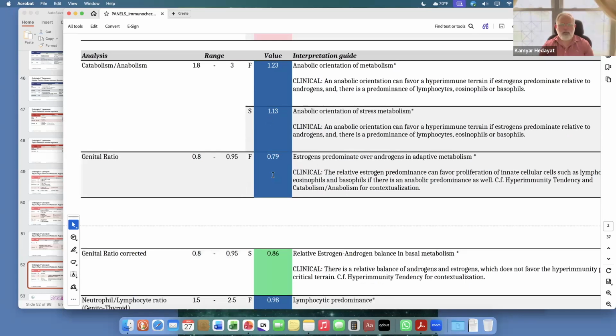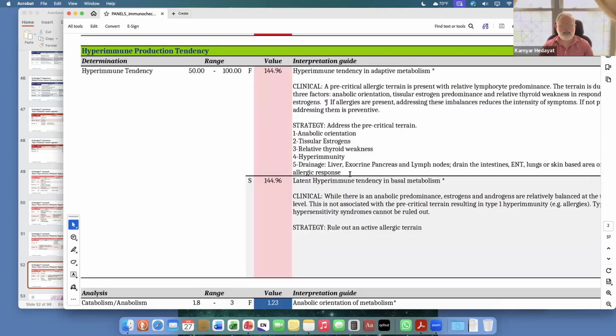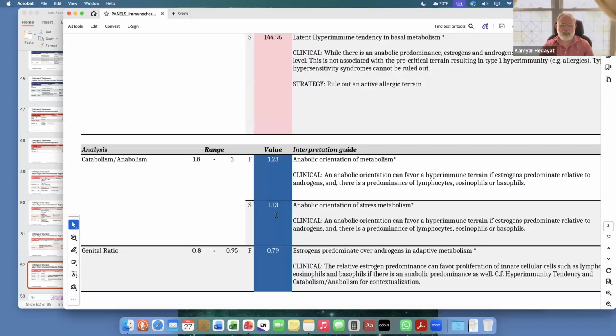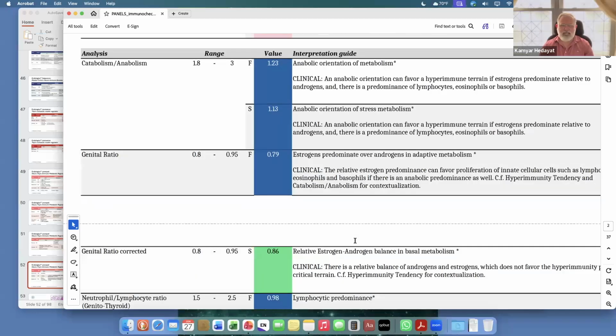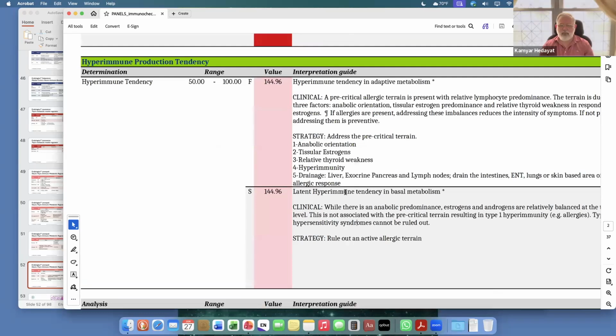the functional risk of hyperimmune tendency. And then catabolism, anabolism, and structure and the genital ratio corrected are going to determine the structure risk. So you see, even though the patient has the same index value, the interpretations are different based on the component results. So once again, it says hyperimmune tendency in adaptive metabolism, but latent hyperimmune tendency in basal metabolism.